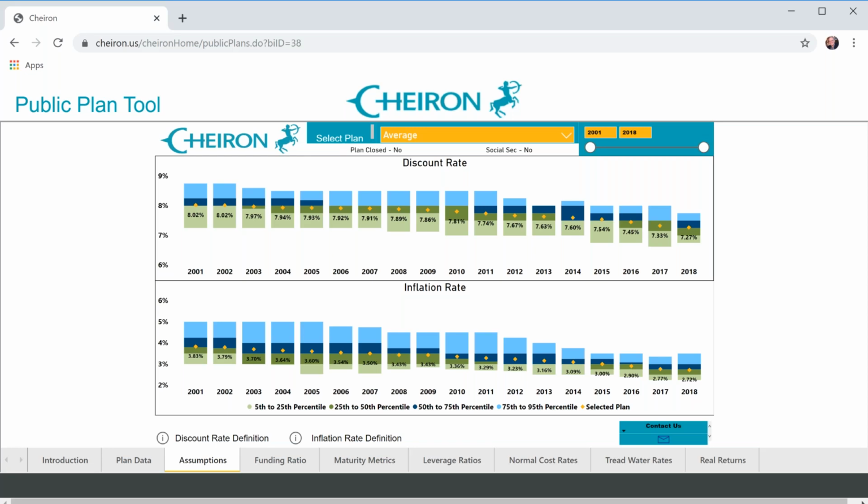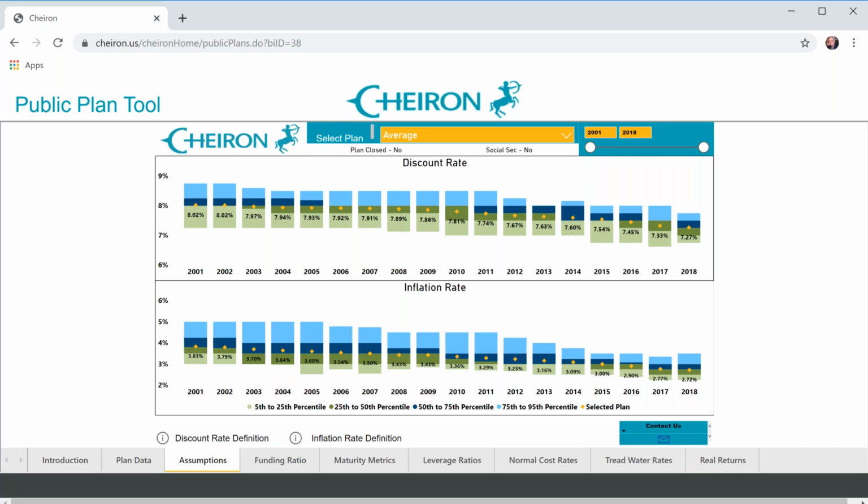But when you get to the results, focusing on them, you see back in 2001, the average plan's discount rate was 8.02%. And over time, it has declined to 7.27%. And you see the top of the light blue, very few plans are in the 8+ region, whereas back here, there were quite a few plans.